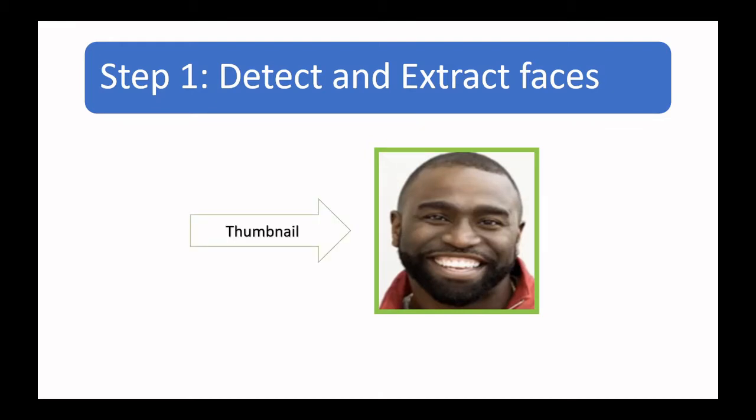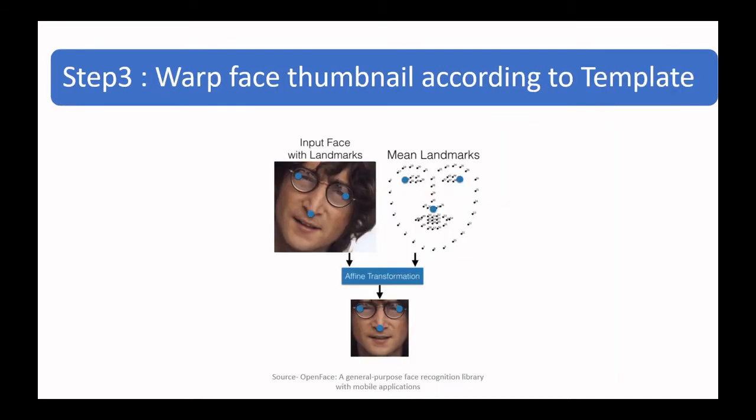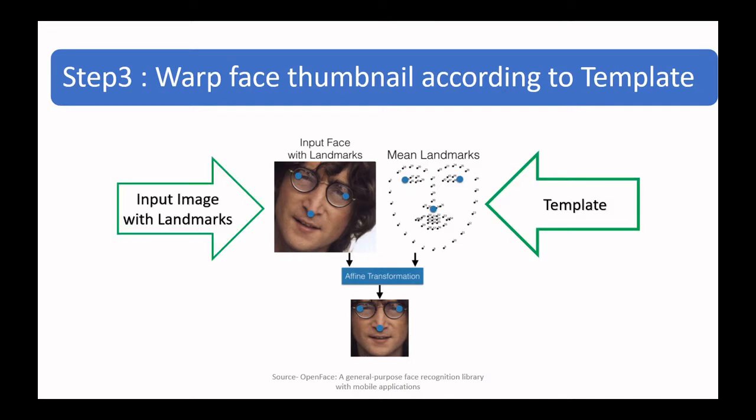The so-called face thumbnail is then passed to the next step in the pipeline, which is to identify facial landmarks such as tip of the nose, mouth, eyes, eyebrows, jawline, etc. These landmarks are then used to find an affine transformation between the template and the input image. The input image is then warped with the help of the learned affine transformation, which in turn takes care of the head position in the image.